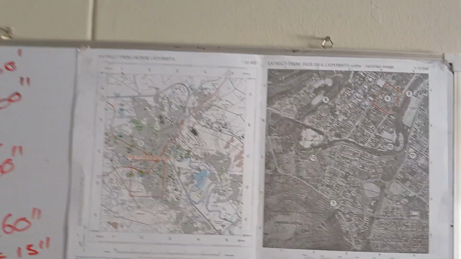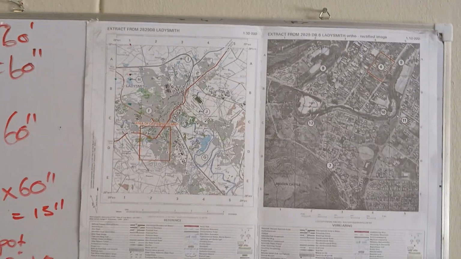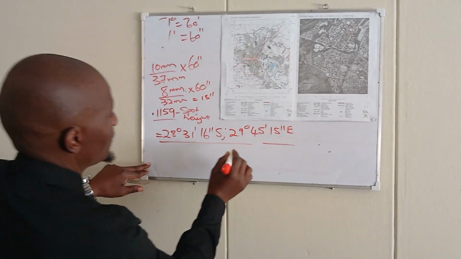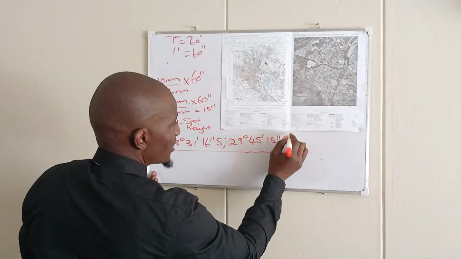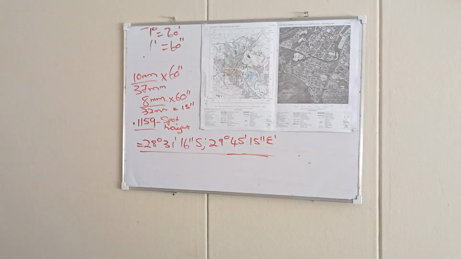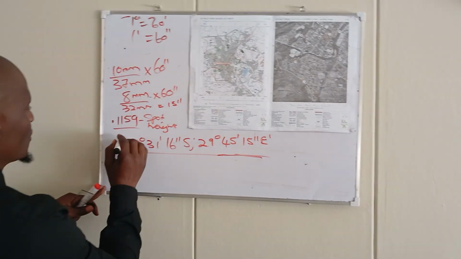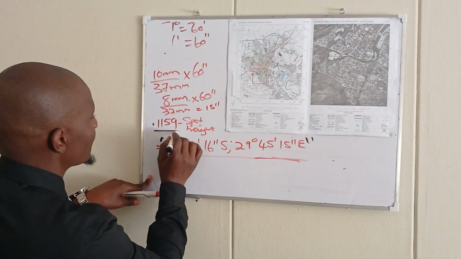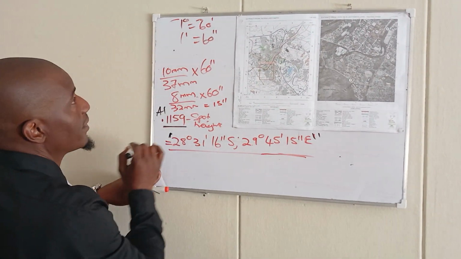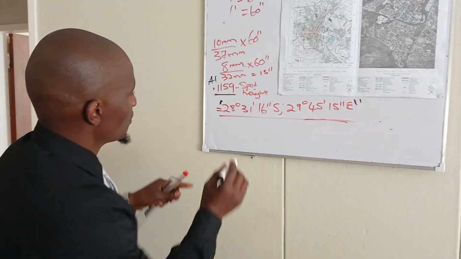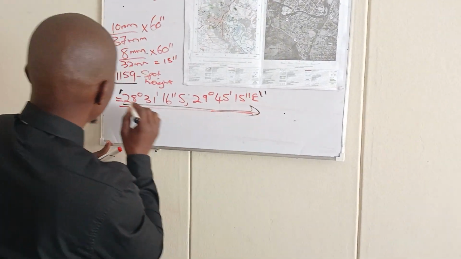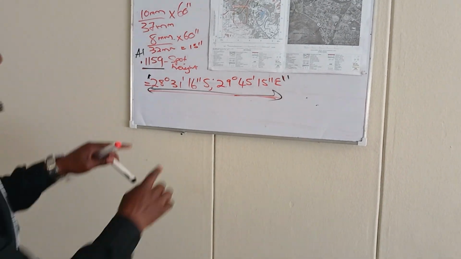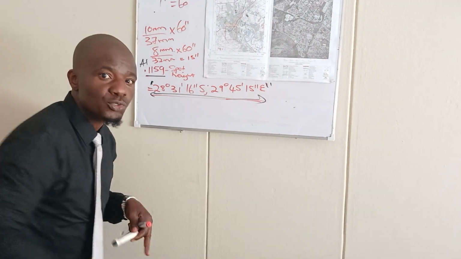This is how you do your coordinates. I think I also demonstrated they can give you these coordinates, and they don't tell you that it's spot height 1159, which is in block A1. They can give you these coordinates and say, find the feature that is represented by these coordinates. How do you do it?